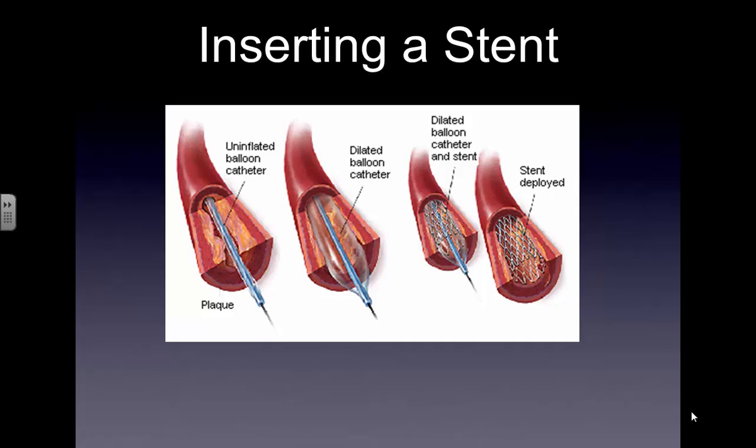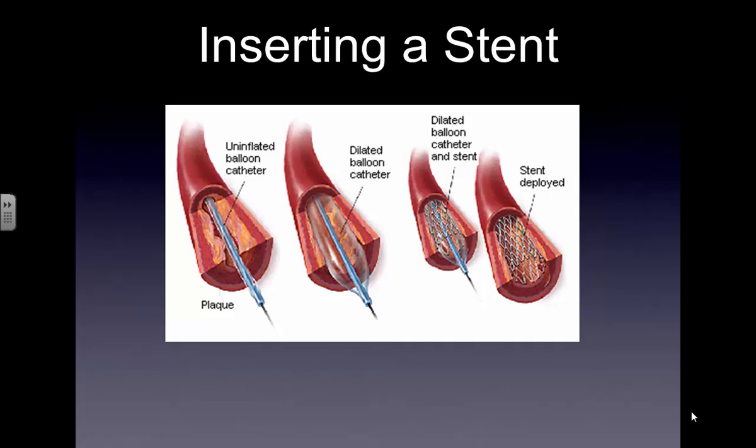Okay. That was 90% blocked. Okay, yeah. They'll do them in other places, like the carotid artery that's in your neck that brings blood up to your brain. If that gets blocked, again, that would be a dangerous situation. So they might put a stent in there. Tim? Is your jugular an artery? No, it's a vein.